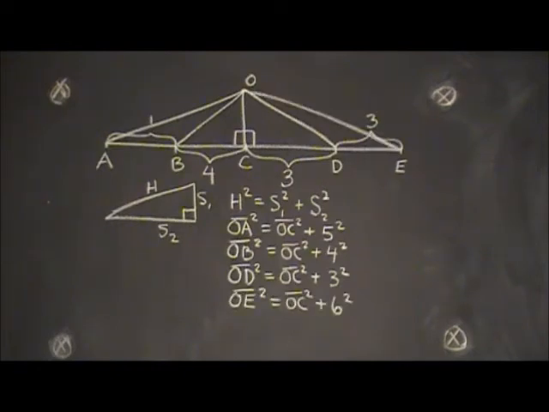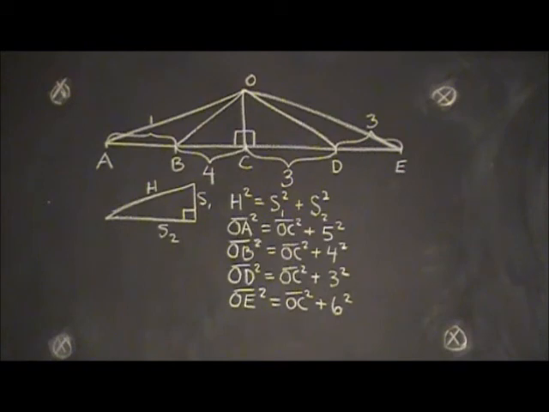Finally, we see that line segment OE forms triangle OCE. Line segment OE is the hypotenuse of triangle OCE. Therefore, the length of line segment OE squared is equal to the length of line segment OC squared plus the length of line segment CE squared. Since the length of line segment CE consists of the lengths of line segments CD plus DE, it's equal to 3 plus 3, and so the length of line segment CE is 6. Therefore, the length of line segment OE squared is equal to the length of line segment OC squared plus 6 squared.